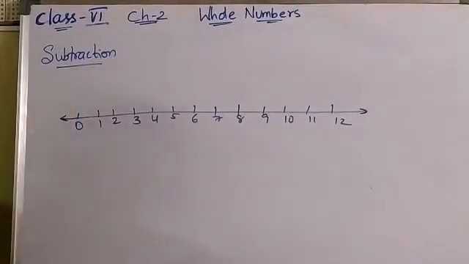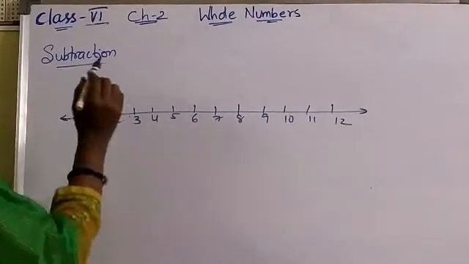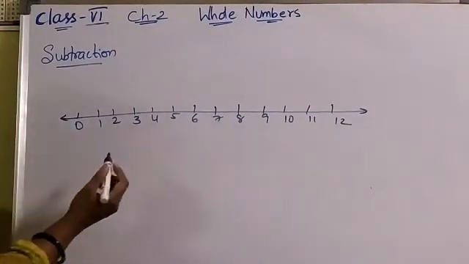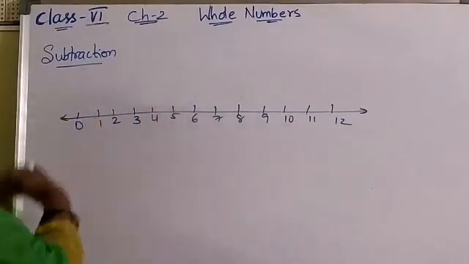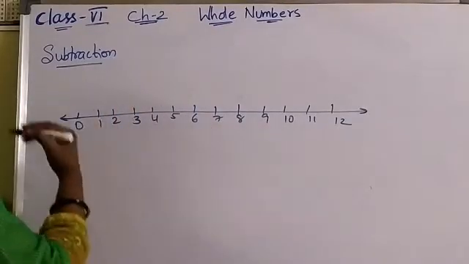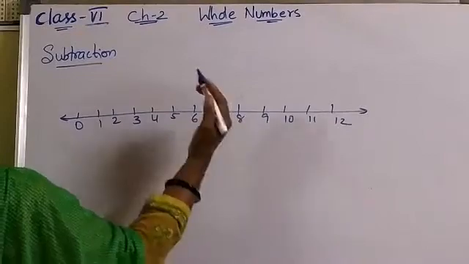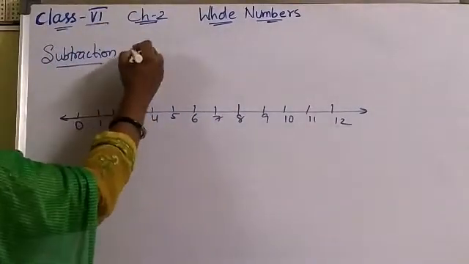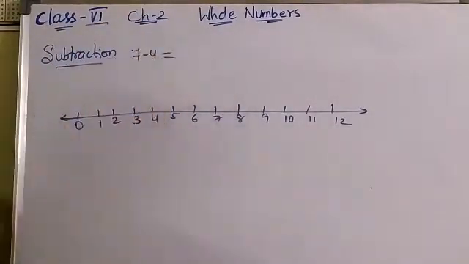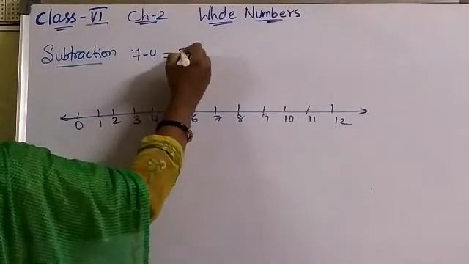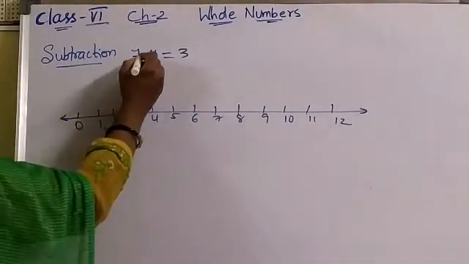Coming to subtraction on the number line. Subtraction of whole numbers can be done on the number line moving from right to left. For addition, left to right, but in subtraction, right to left. So if I consider 7 minus 4, 7 minus 4 is how much? 3, right? Now first you have to represent 7.